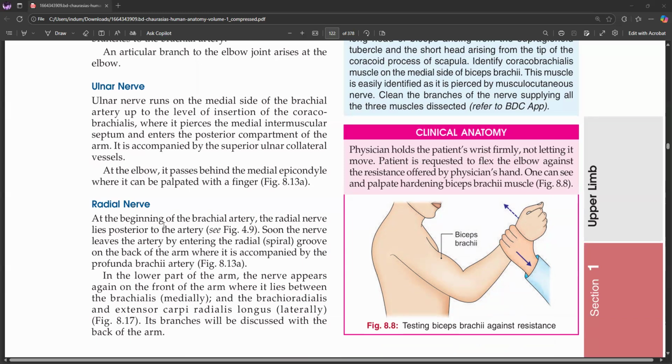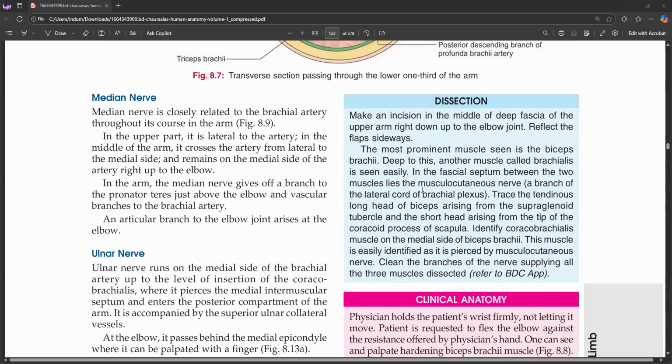Radial nerve. At the beginning of the brachial artery, the radial nerve lies posterior to the artery. See figure 4.9. Soon the nerve leaves the artery by entering the radial or spiral groove on the back of the arm, where it is accompanied by the profunda brachii artery. Figure 8.13a. In the lower part of the arm, the nerve appears again on the front of the arm, where it lies between the brachialis medially and the brachioradialis and extensor carpi radialis longus laterally. Figure 8.17. Its branches will be discussed with the back of the arm.